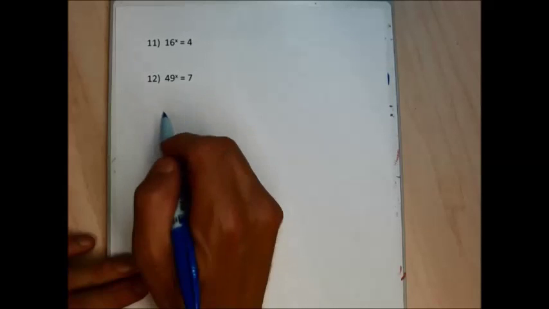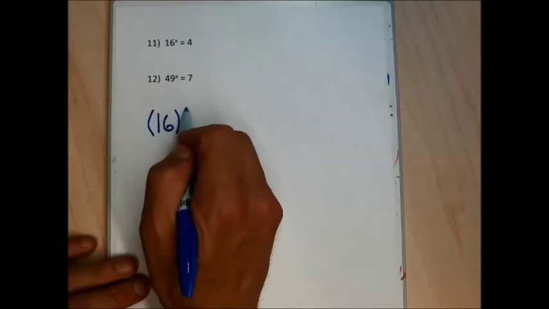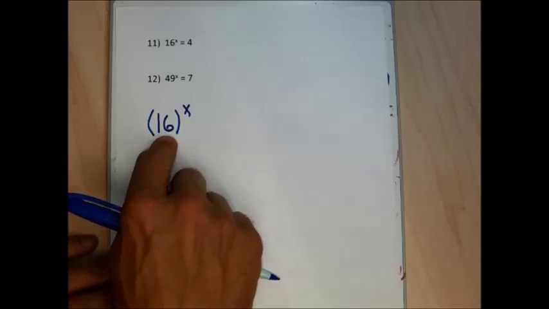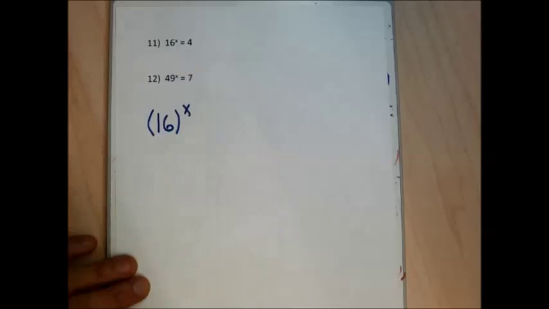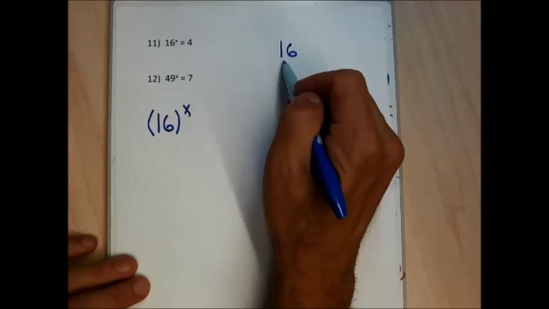Problem 11 is trickier than problem 12, so I'll do 11 for you. So in problem 11, the left-hand side has a base that's not a prime number. If I do a prime factor tree for 16, I'm not going to get this 4. That's the base on the right-hand side. There's a couple ways to do 11. I'll be consistent and I'll make a prime factor tree for 16.